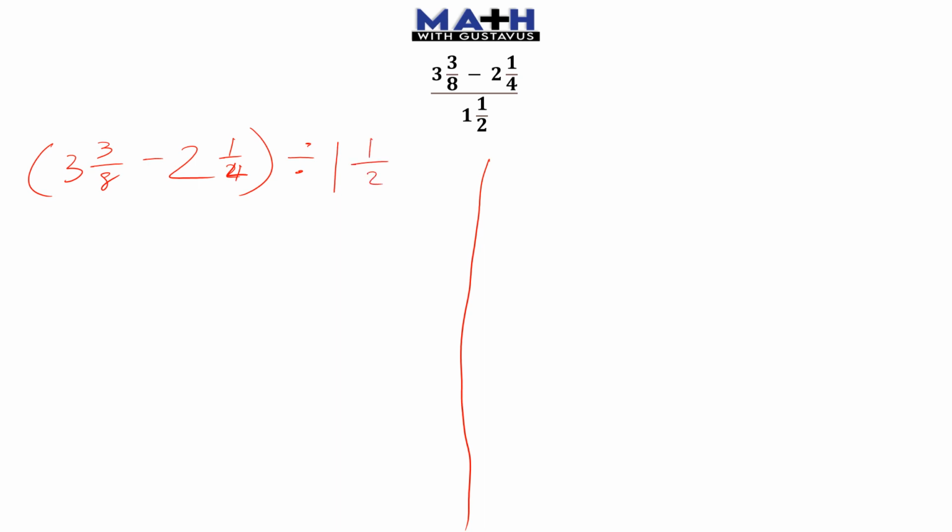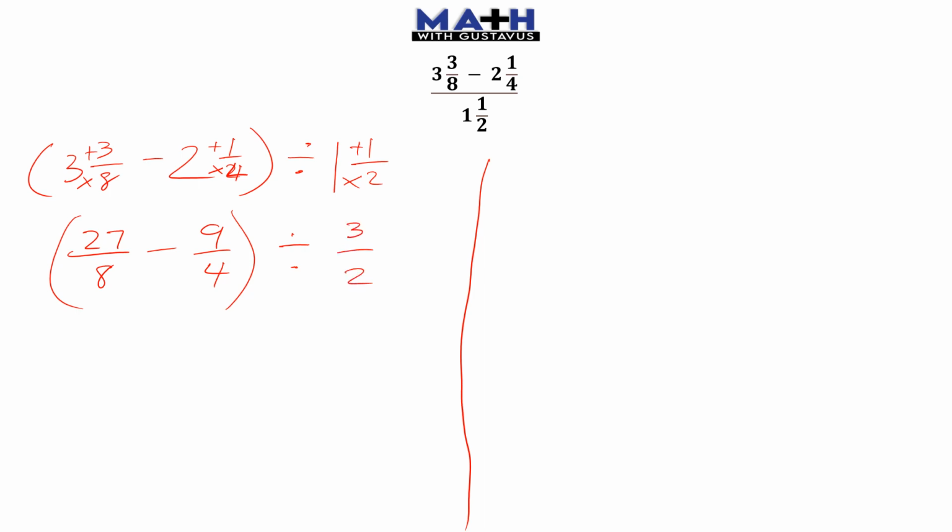Let's convert all these mixed numbers to improper fractions. So that's 8 times 3, which is 24. 24 plus 3, that's 27 over 8 minus, now 4 times 2, that's 8, plus 1, 9, that's 9 over 4, divided by, let's convert 2 times 1, which is 2, plus 1, that's 3 over 2.